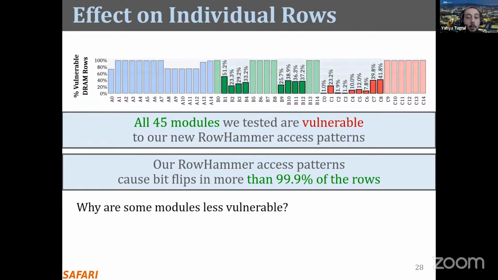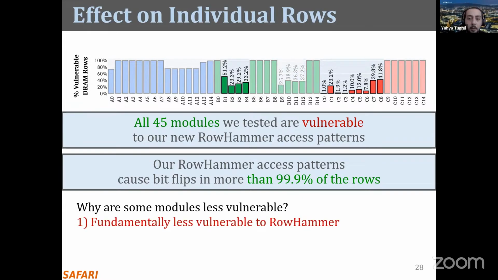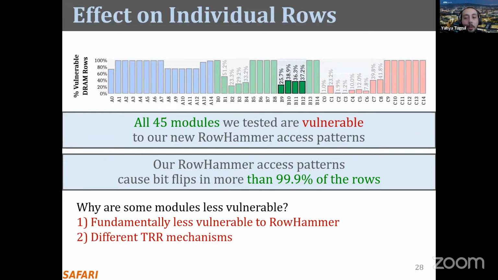But why are some modules less vulnerable? We find that it is because of three main reasons. First, these modules are fundamentally less vulnerable to RowHammer, meaning that the rows in those modules can tolerate a higher number of hammers, and they require a higher number of activations before experiencing a RowHammer bit flip. Second, some modules implement a different TRR mechanism for which our custom patterns are not as effective.